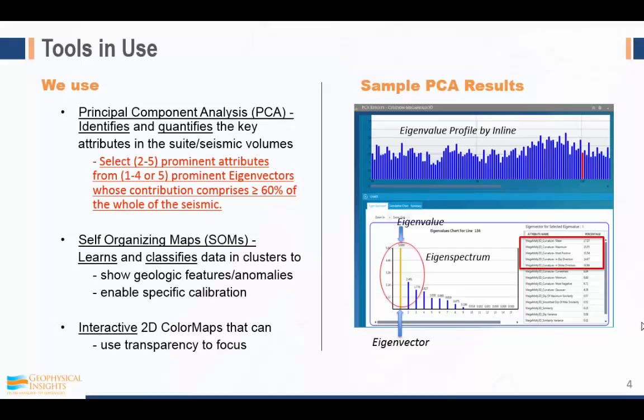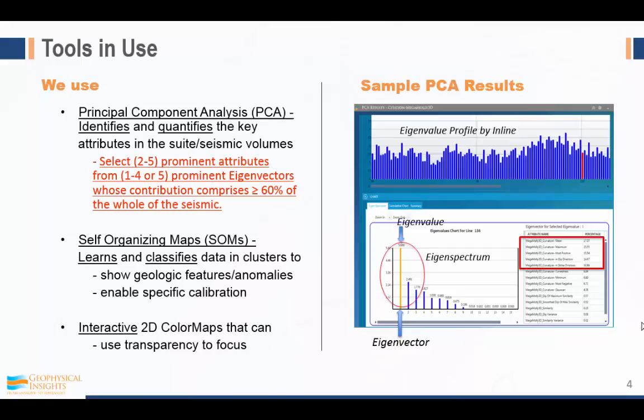Then we take the selected attributes that we have, and I'm going to show you the list that I used in this work, and we make a self-organizing map. These are called Kohonen maps, if you're more familiar with that terminology. This is a learning machine, and it learns what the data has in it, and it classifies the data in clusters, in the number of clusters that you suggest.